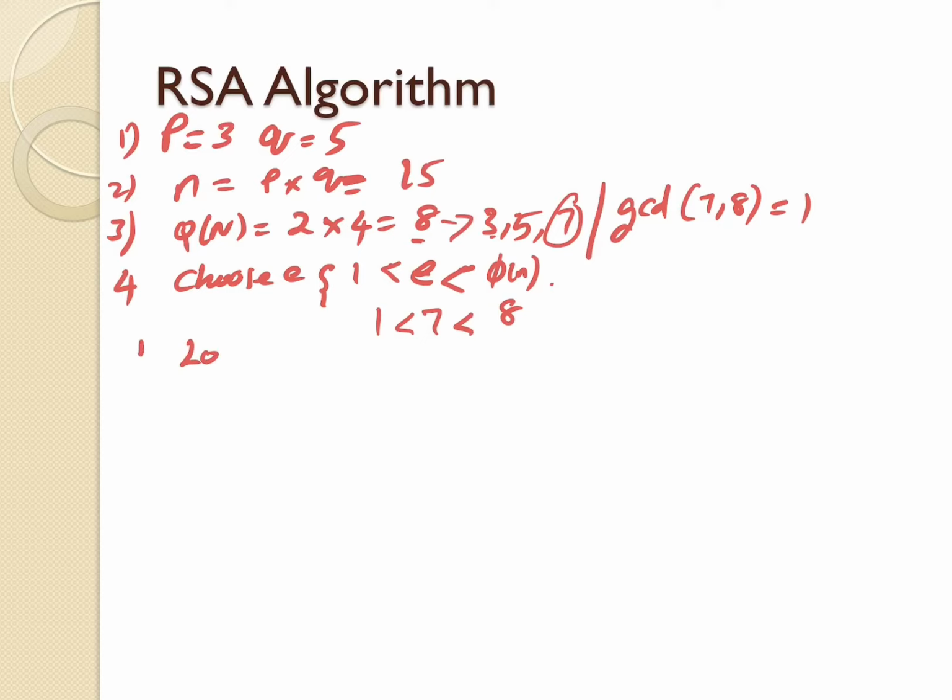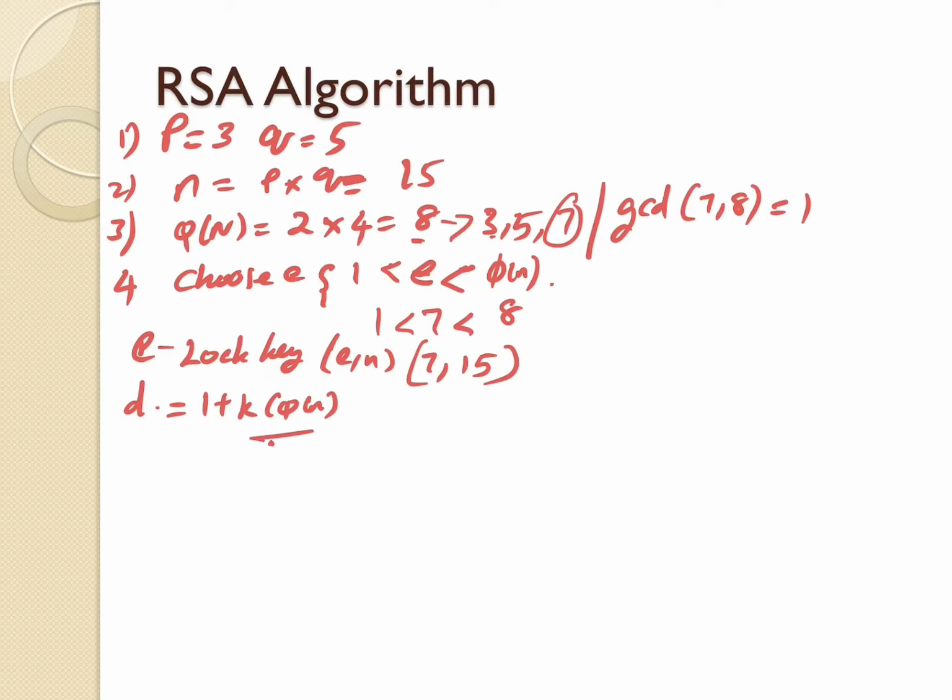So the encryption lock key is E comma n, where E is 7 and n is 15. This is the encryption lock key we found out. Now we are going to find out the d. Here I'm using the formula d is equal to 1 plus k times pi of n, divided by e.